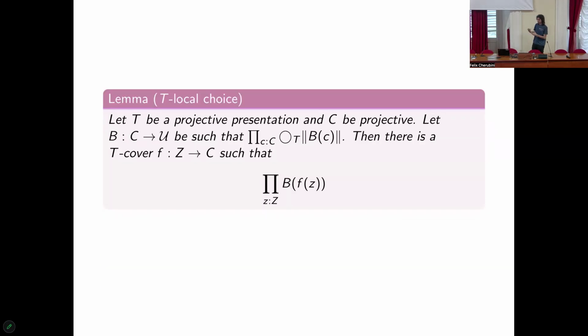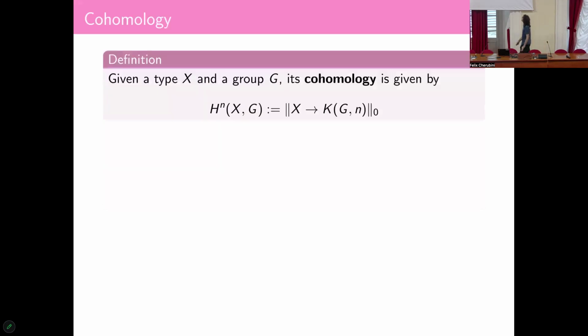So if we have a projective presentation and a projective type, then given a locally merely inhabited family, we can't exactly find a full section, but we can find a cover on which there is a section. This is kind of the trick that goes on locally. Okay, so this is very easy to prove as well. And the use of this is that now we can do some very general facts about cohomology. It's going to be the second use.